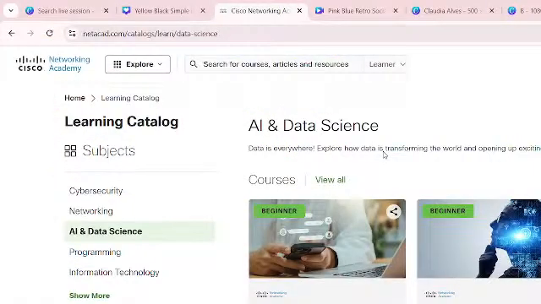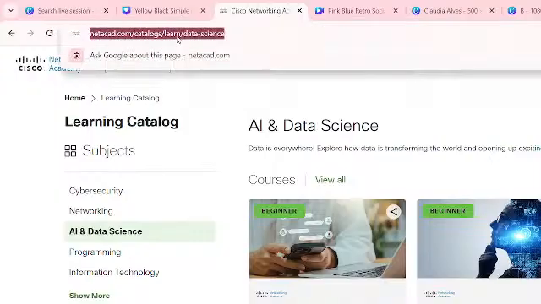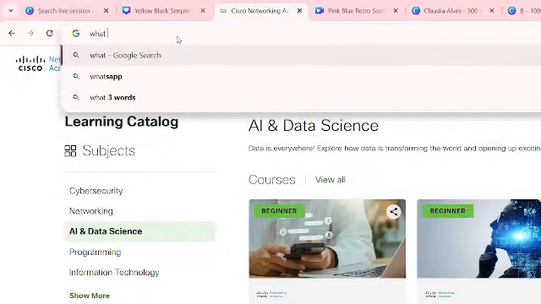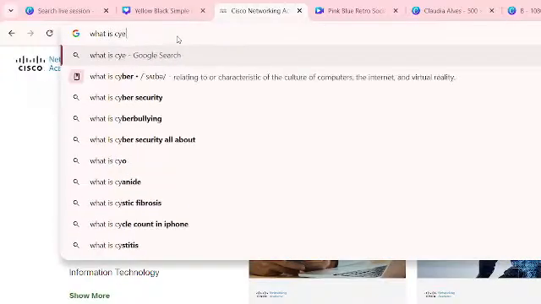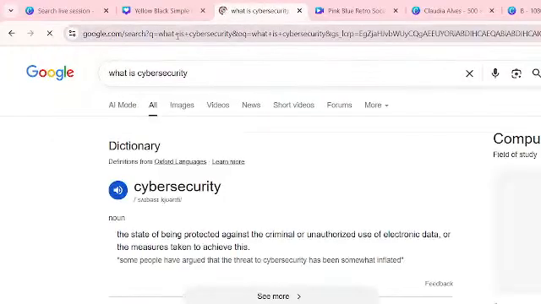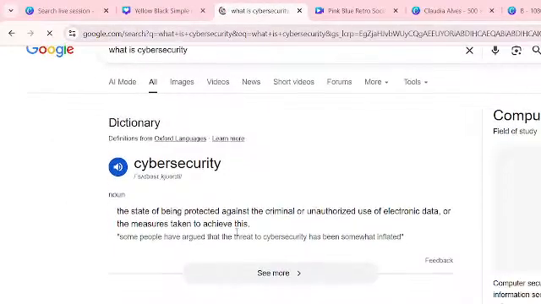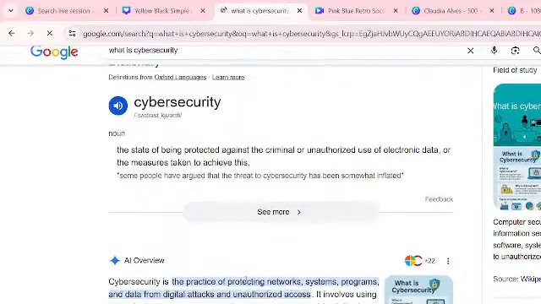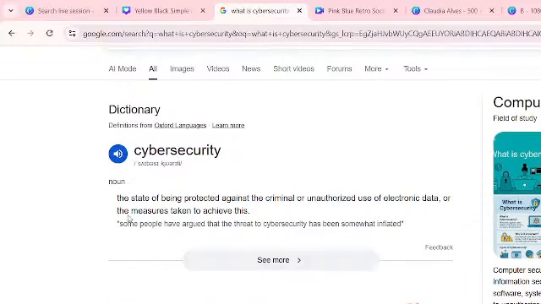Okay, so let's go back. I'll search: what is cybersecurity? So you realize that there are definitions of cybersecurity: the state of being protected against the criminal or unauthorized use of electronic data, or measures taken to achieve this.